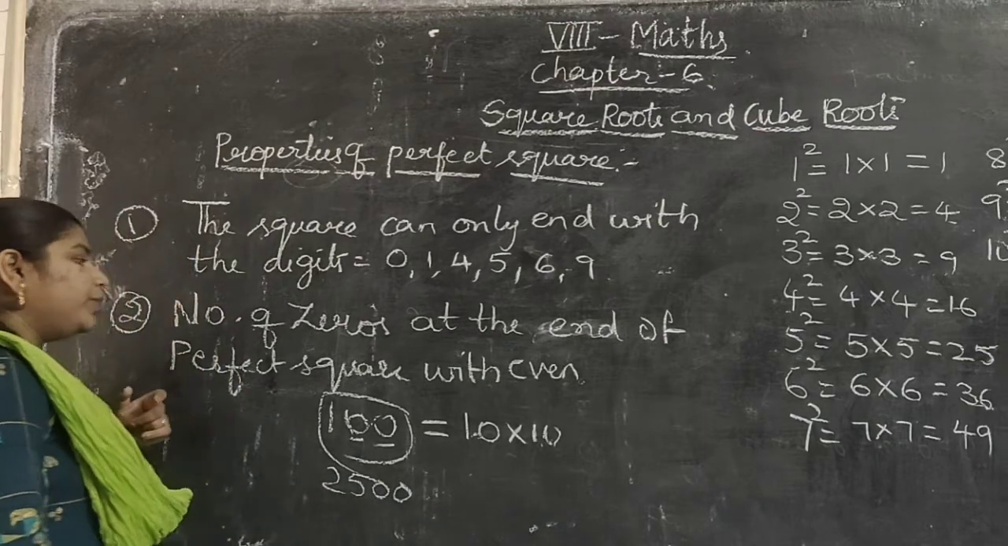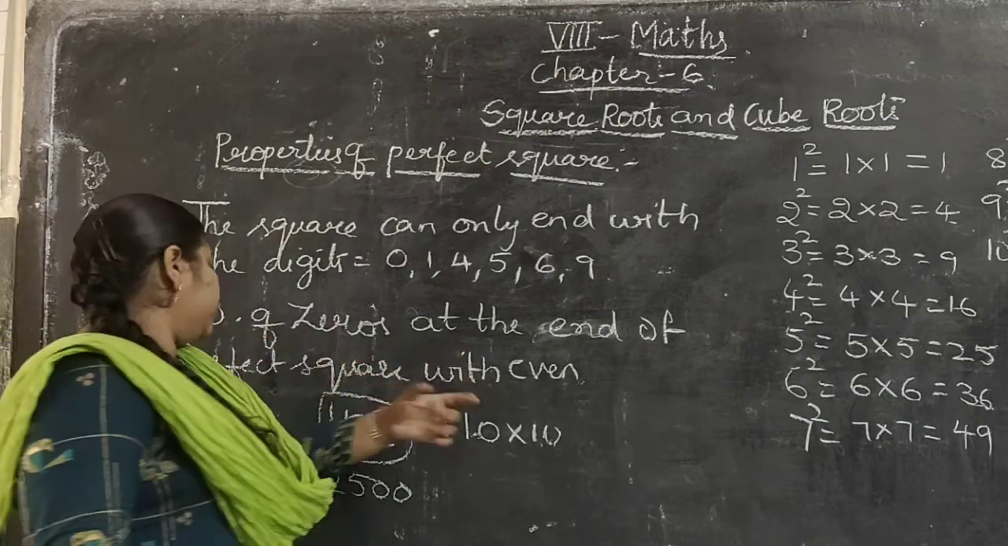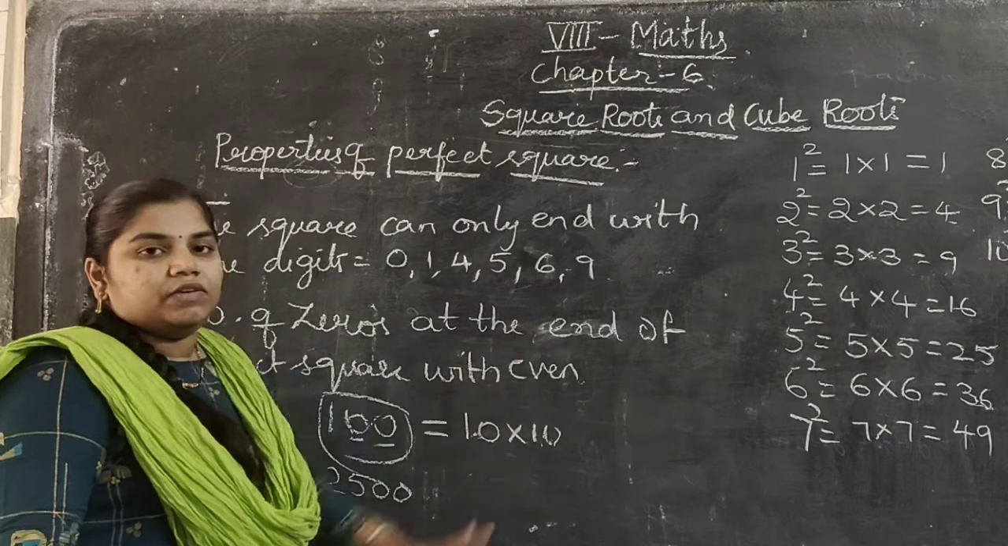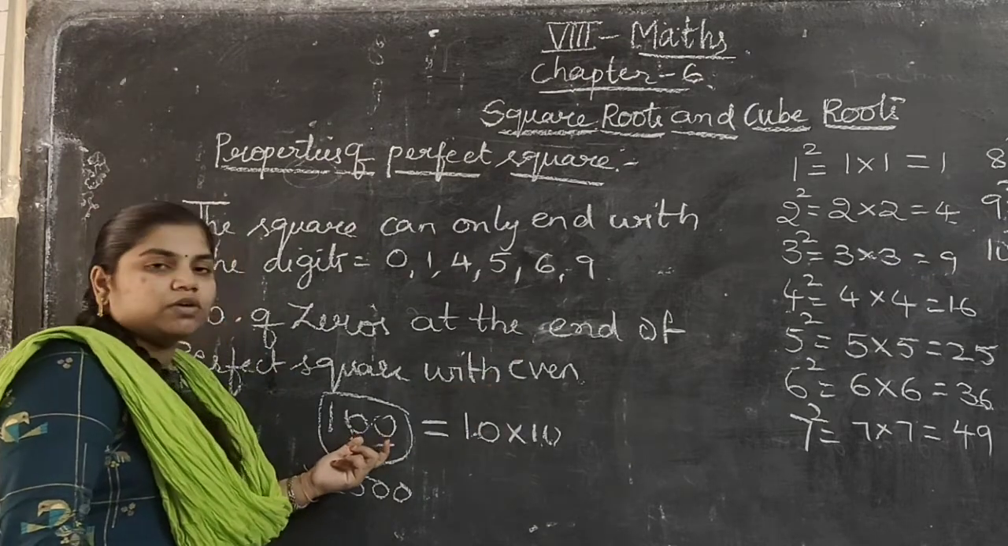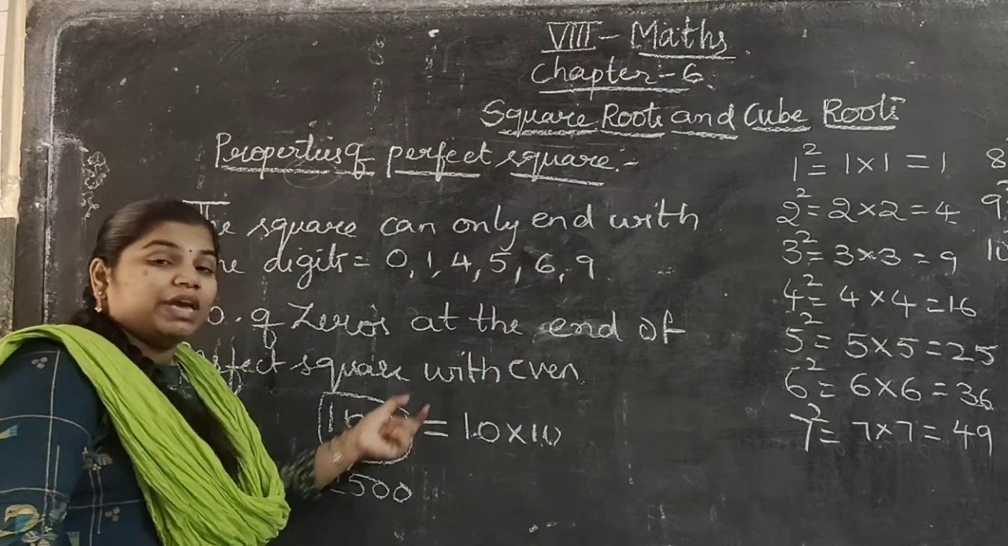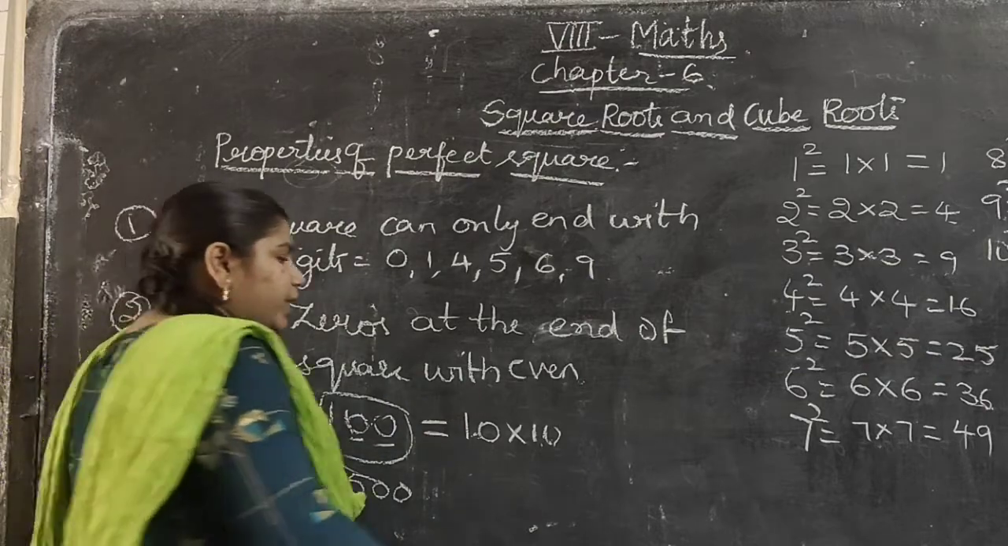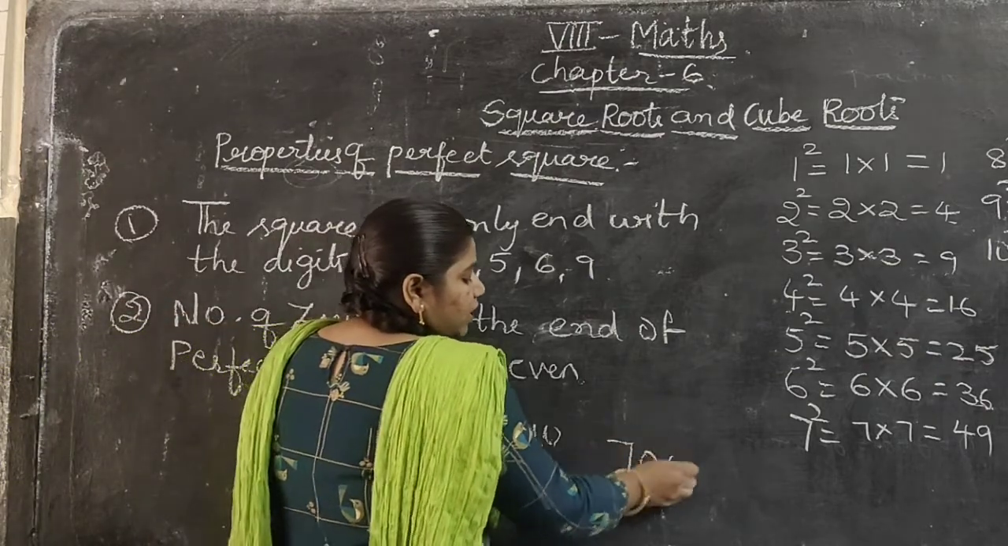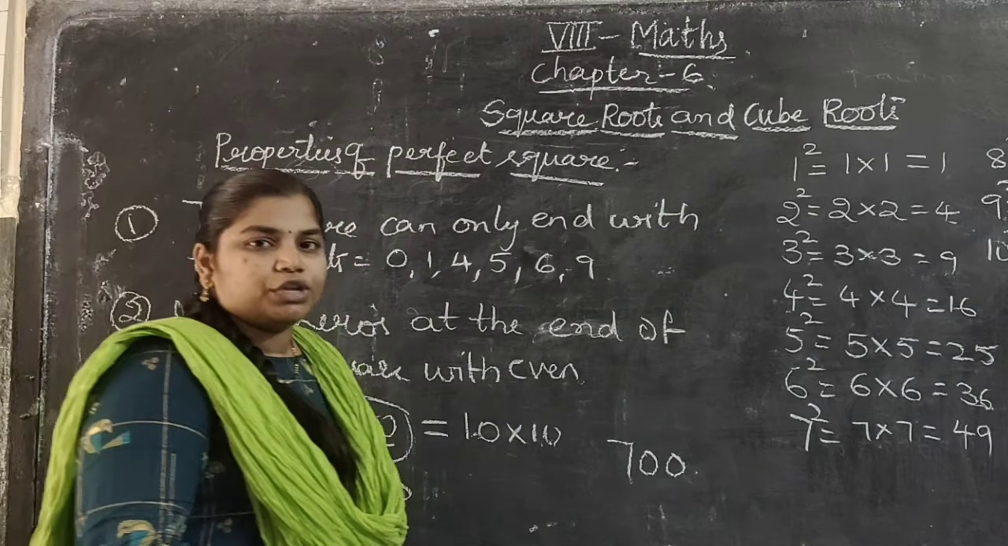What is the second property? The number of zeros at the end of a perfect square will be even. If you see an even number of zeros, it may be a perfect square. Suppose you are taking any other number, 700. 700 is not a perfect square.